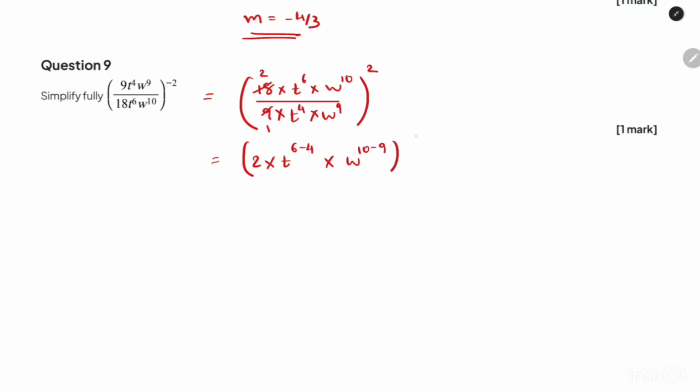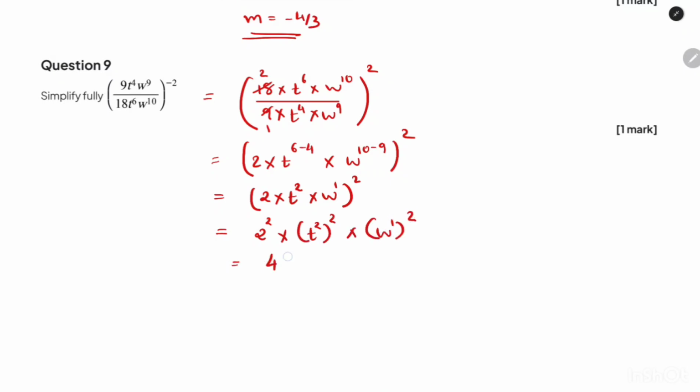This is inside the bracket and there is power 2 outside the bracket for the whole bracket. So this is 2 into t to the power 2 into w to the power 1. Now because there is the whole power on multiplication and division, you can give the separate powers to each variable. So this is 2 raised to 2 into t square raised to 2 into w raised to 1 to the power 2. So that's 4 t raised to 4 w raised to 2. This is the final answer.